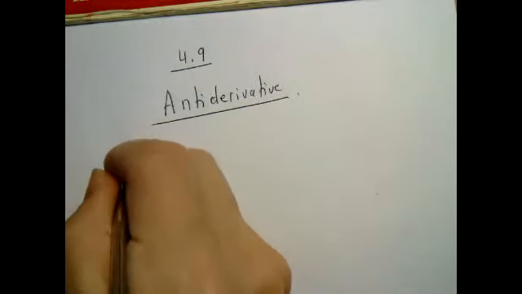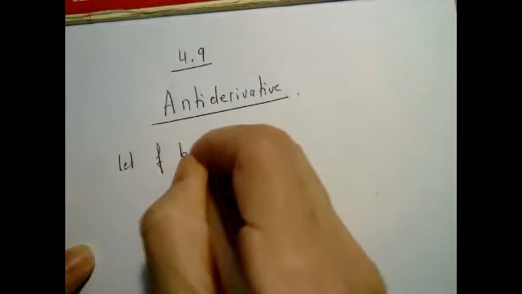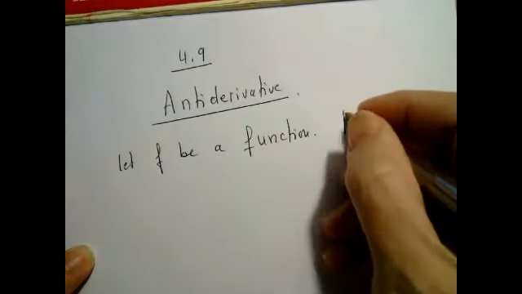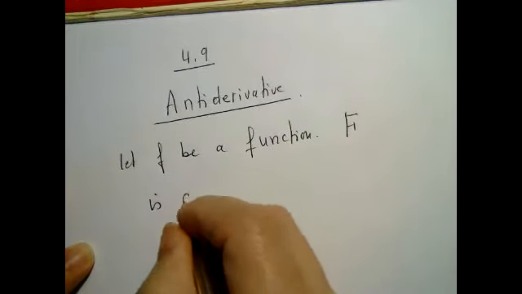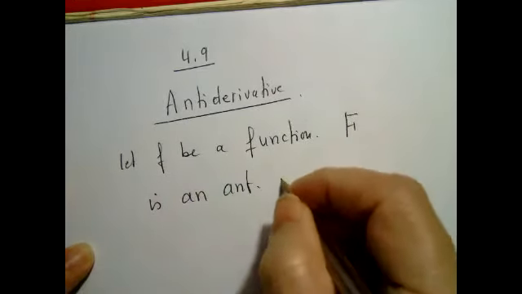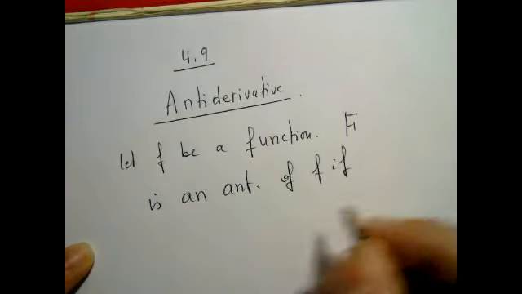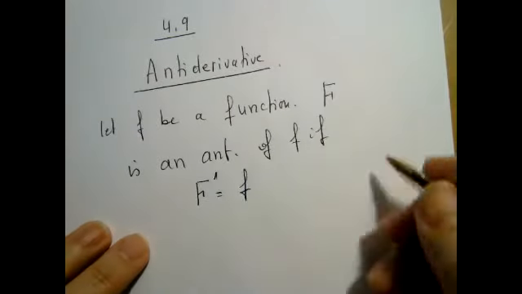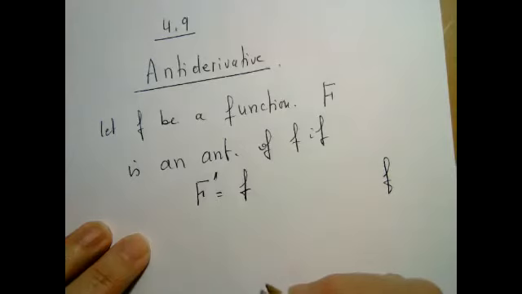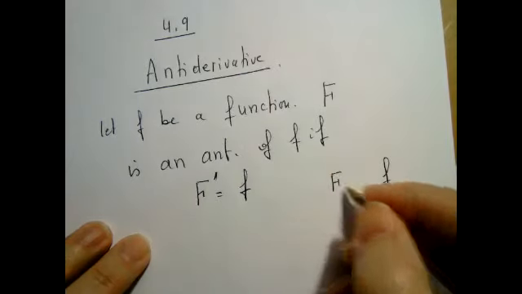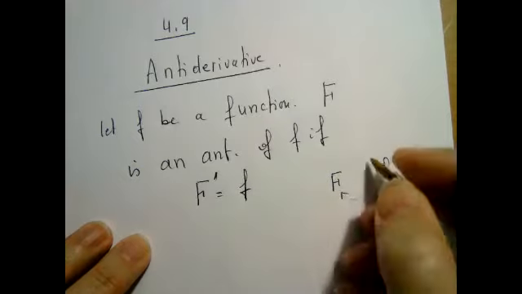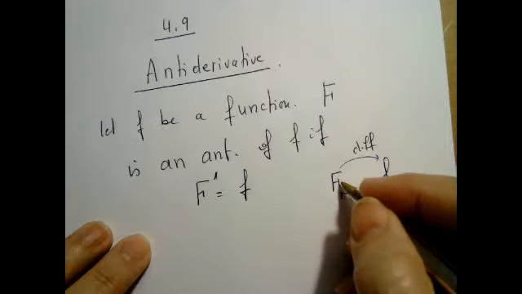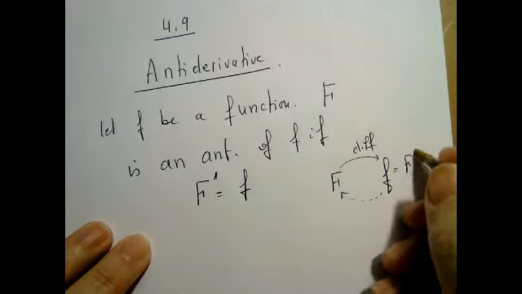We said that suppose you have a function, let f be a function. Then big F is an antiderivative of little f if the derivative of F is equal to f. So basically, we have a function f this time. Big F is an antiderivative if, so from here to here is differentiation. So F is the antiderivative. When we differentiate F, we get little f.